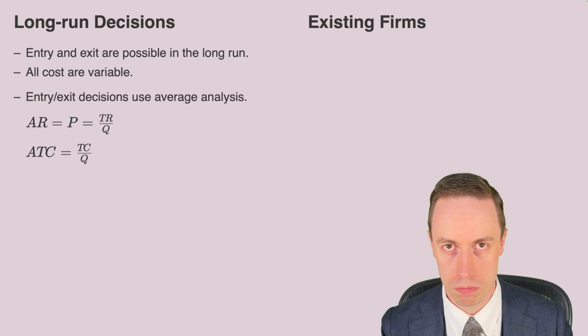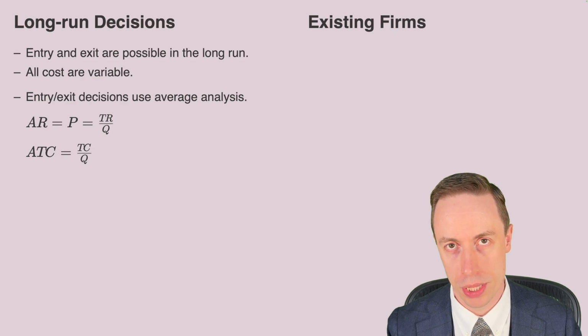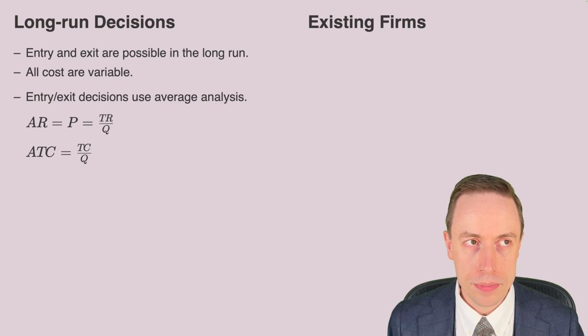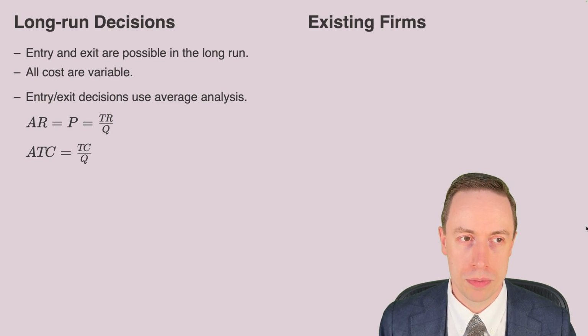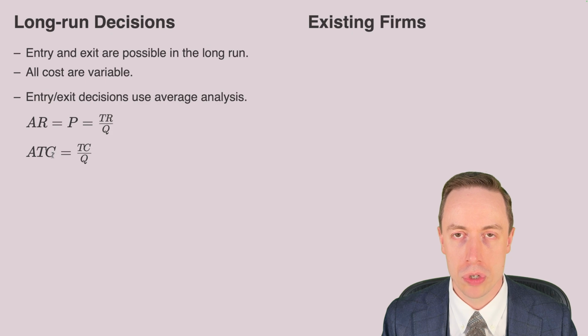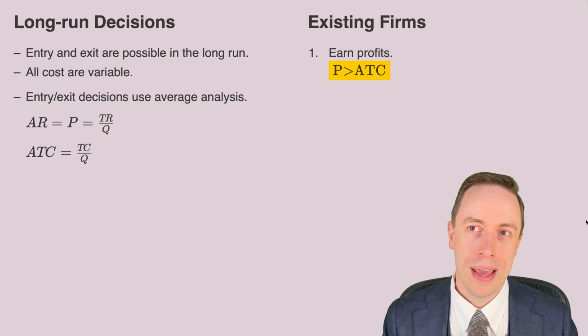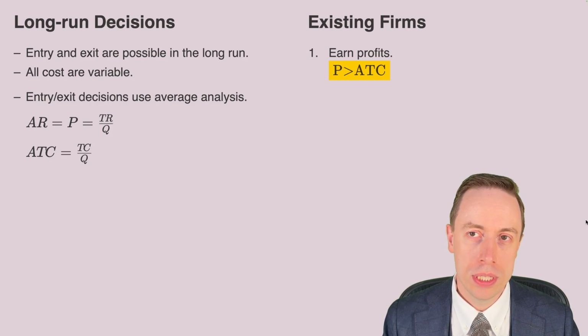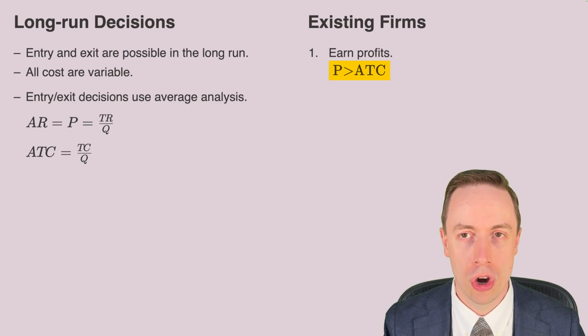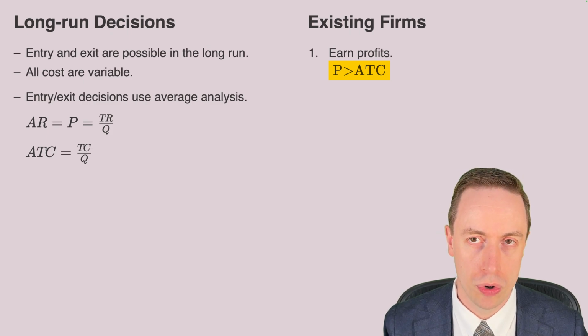Can you choose to just get rid of your business or completely reorganize the business or freshly get into the business? So for this long-run decision-making, we are going to be using averages. Once again, average revenue will simply be price, and we'll be looking at average total cost. Here's how this works. If the firms that currently exist are earning profit, looking at our average profit formula, that means currently price is above average total cost.